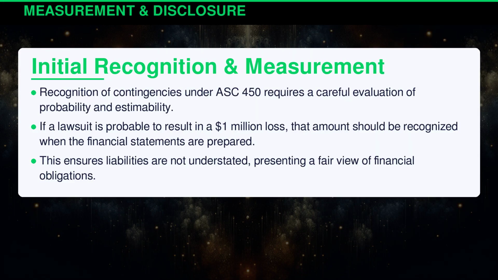Recognition of contingencies under ASC 450 requires a careful evaluation of probability and estimability. If a lawsuit is probable to result in a $1 million loss, that amount should be recognized when the financial statements are prepared. This ensures liabilities are not understated, presenting a fair view of financial obligations.